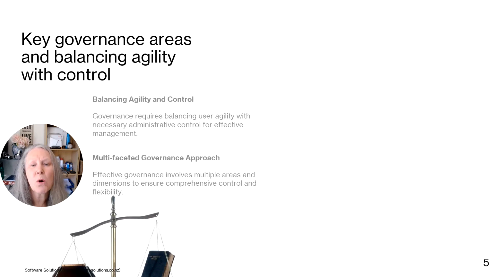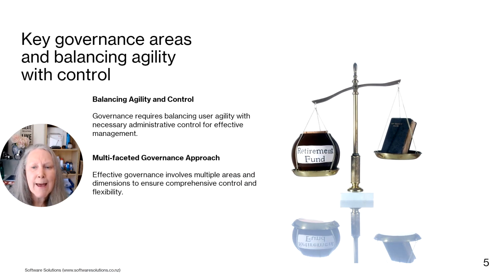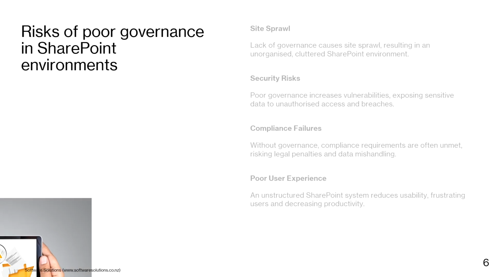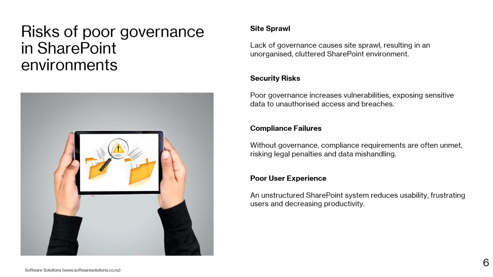Effective governance requires a multifaceted approach, balancing user agility with administrative control. SharePoint is a powerful platform for collaboration and content management, but without a clear governance framework, it can quickly become an unstructured, overloaded system, leading to common issues such as site sprawl, security risks, compliance failures, and overall a poor user experience.